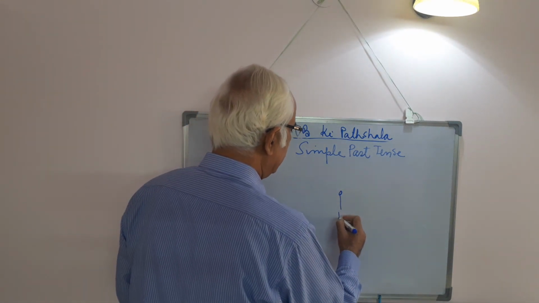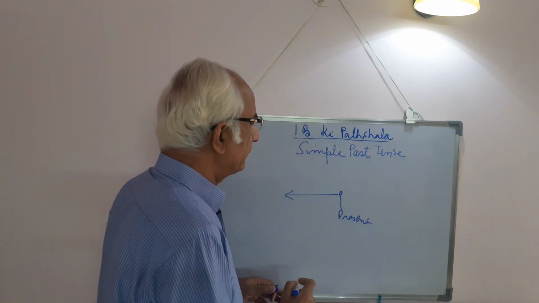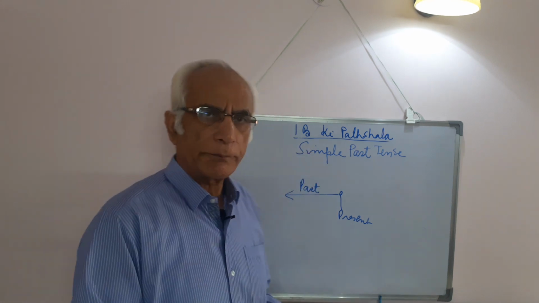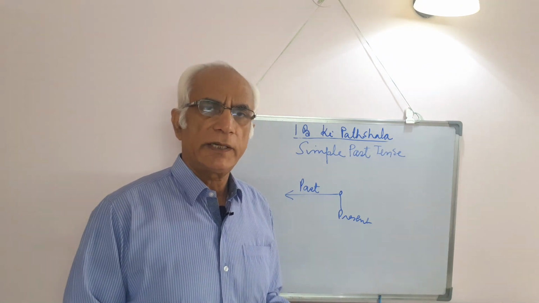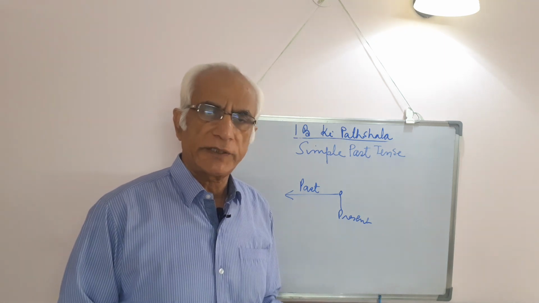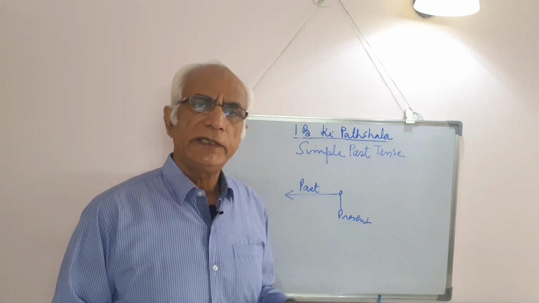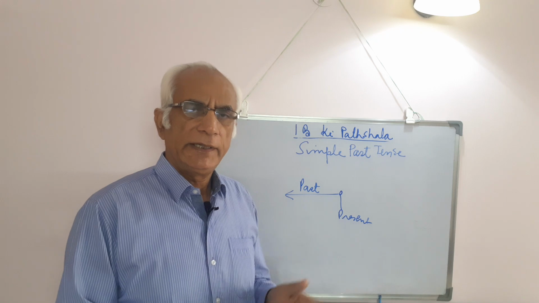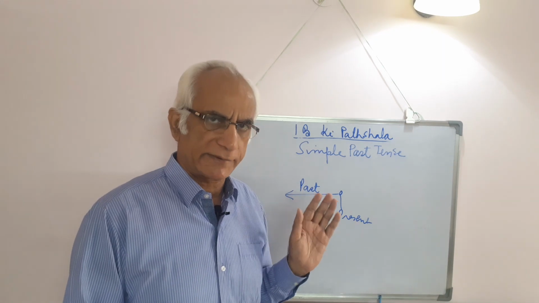For example, this is present. Anything that happened before present time is past. For example, today is Thursday. Anything that happened on Wednesday or Tuesday or Monday is past for us. Or for example, right now it is about 11:10 a.m. Anything that happened before 11:10 a.m. is past. So anything that happens before the present time is past. It can happen immediately before the present time or in the distant past. That does not really matter.